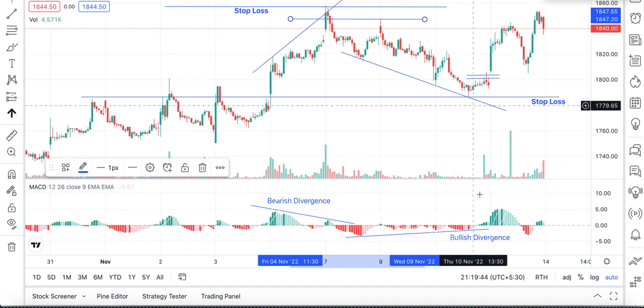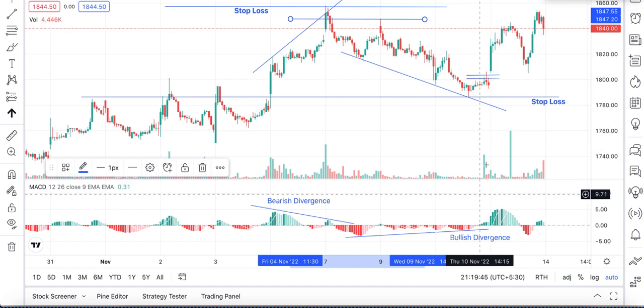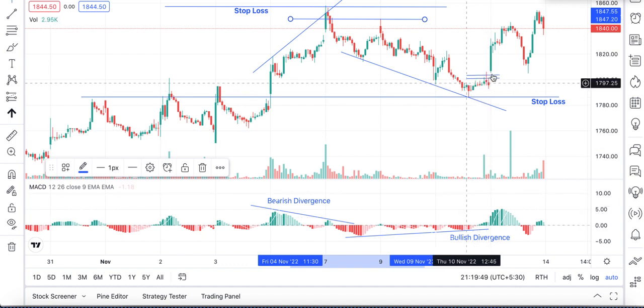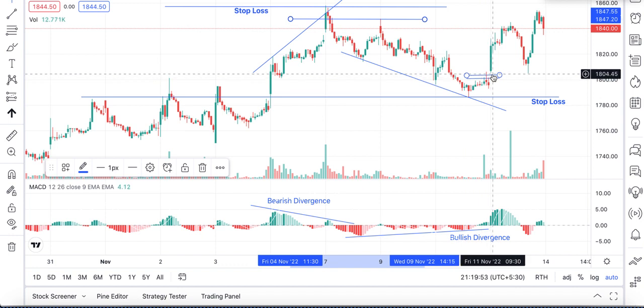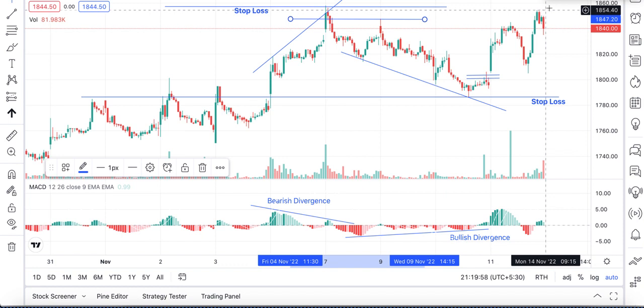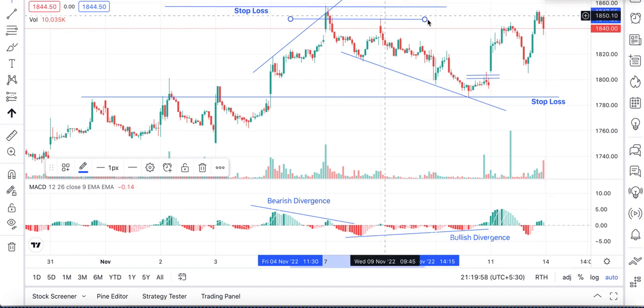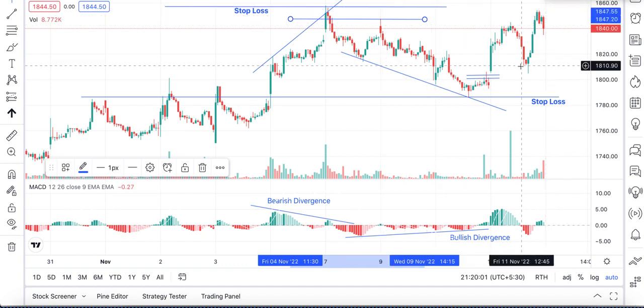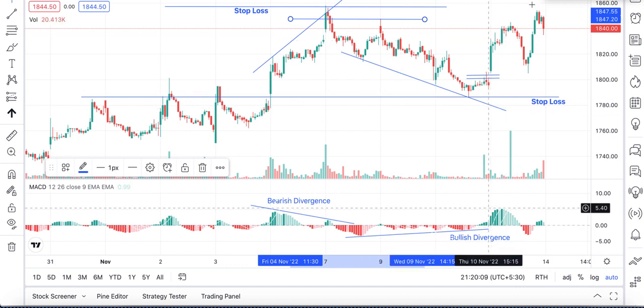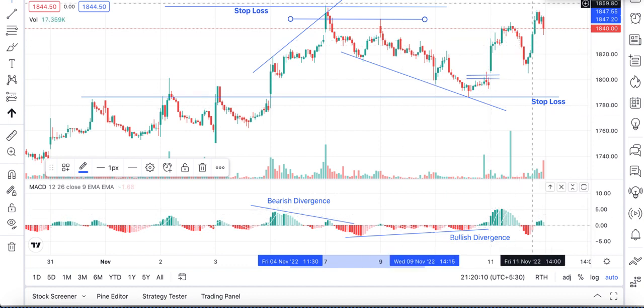Now, you wait for the histogram to turn from red to green. You see a potential buy area, and you take a position somewhere around 1800 levels, and you get a good swing up to levels of almost 1850, 1855, which again becomes a good strong resistance zone for the share, and you might want to take off your profits once again. Clear bullish divergence followed by a good strong upward trend.